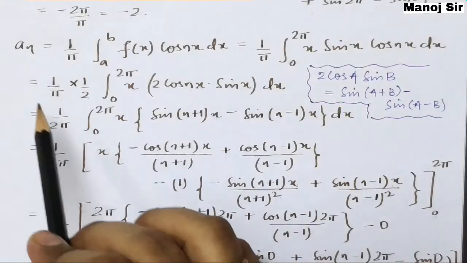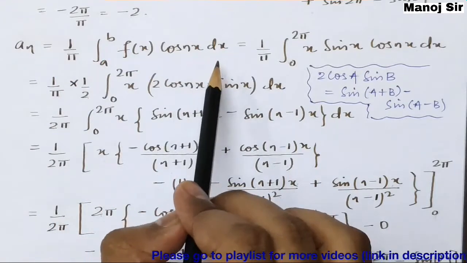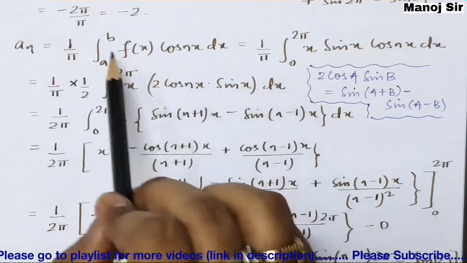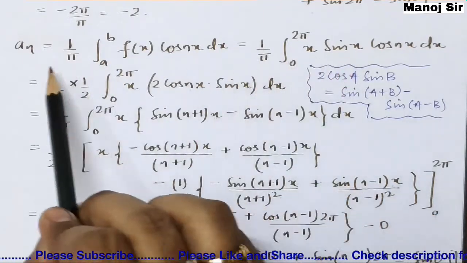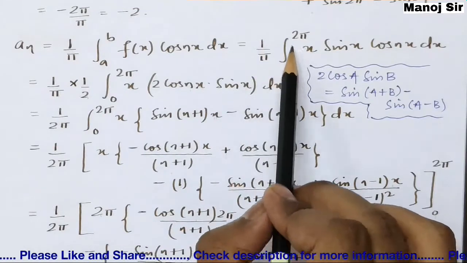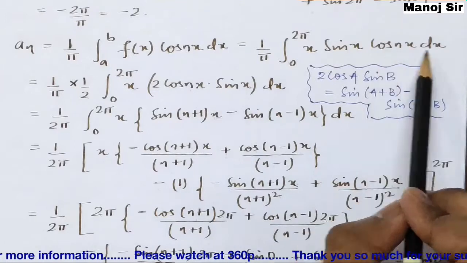After this we'll find an. Now we'll find an. What is an? 1 upon pi integration a to b f of x cos nx dx. Here a is 0, b is 2 pi, and what is f of x? That is x into sin x. Okay, so an is going to be 1 upon pi integration 0 to 2 pi x into sin x. This is f of x into cos nx dx.